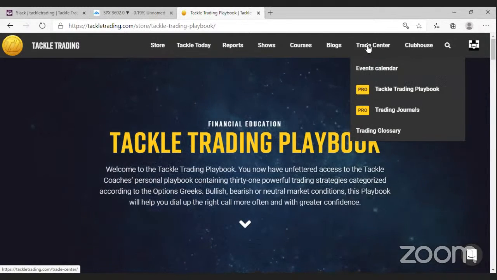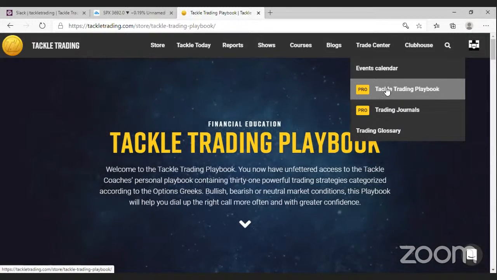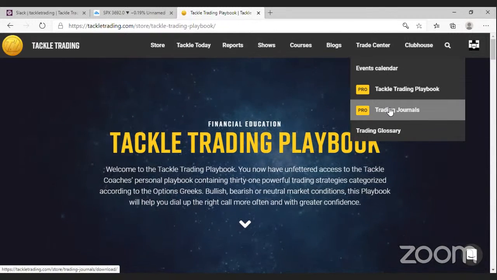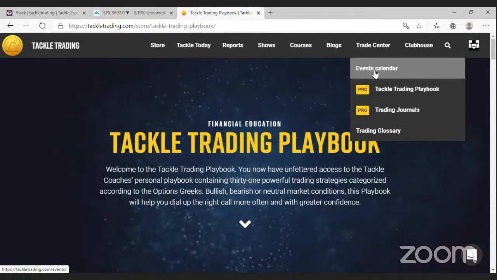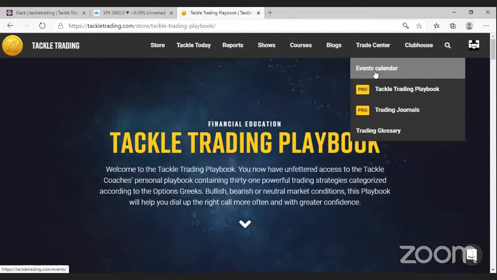And again, that's in the Trade Center, Tackle Trading Playbook. Also in the Trade Center, you'll find a link to our trading journals, a link to our glossary, a link to our events calendar. We are pretty regimented around here, so it should be fairly easy to get comfortable with our schedule and routine, but until you are, you aren't, right? All of that will be in there.